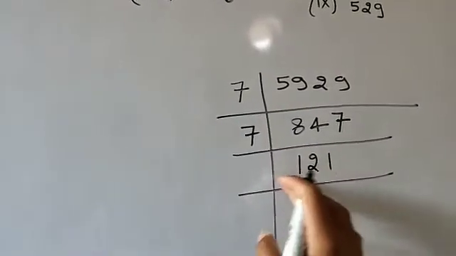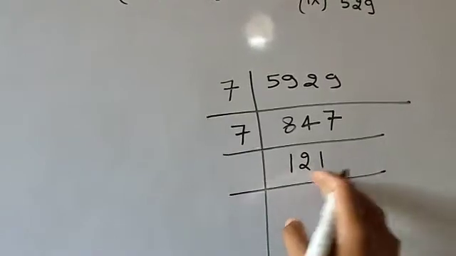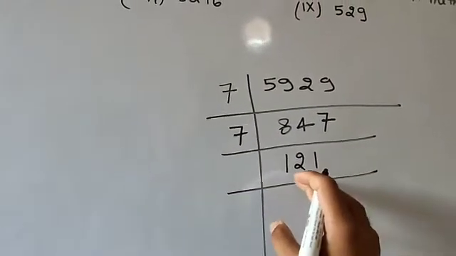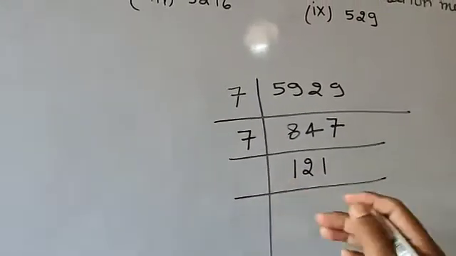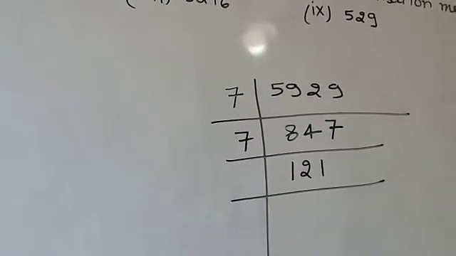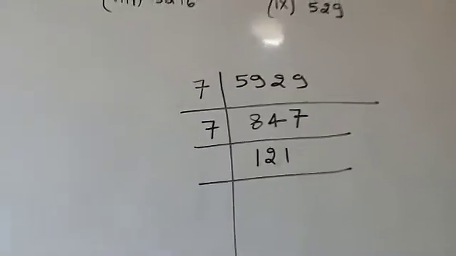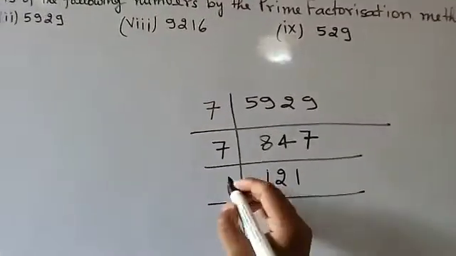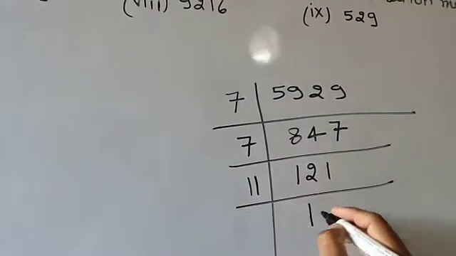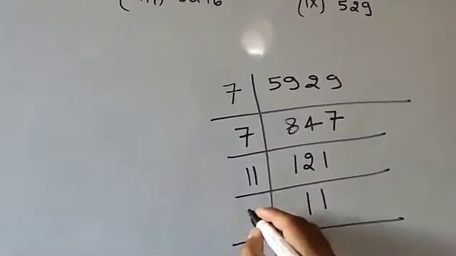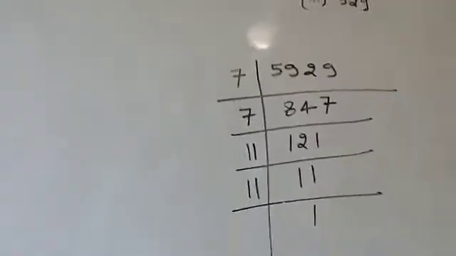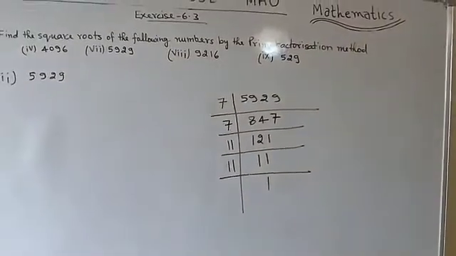Now again you will check for 7. This number is not divisible by 7. Then you will check the next prime number. 8 is not a prime number, 9 is also not a prime number, 10 is not a prime number, then 11. I think this number is divisible by 11. So 11 times 1 is 11, 11 times 1 is 11, again 11 times 1 is 11. So here I got all the prime factors of the number.